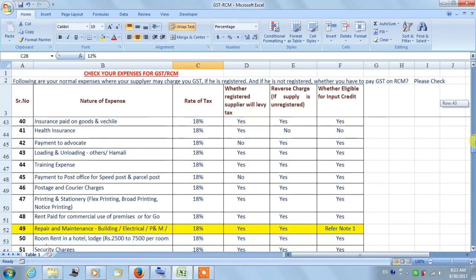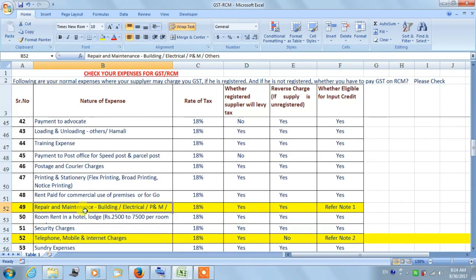Now we will move on to repair and maintenance, that is building or electrical or plant and machinery or any other equipment.